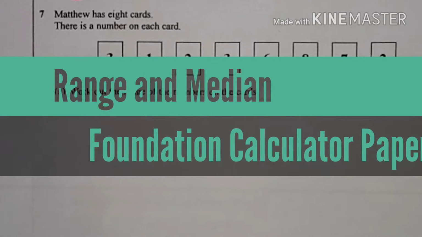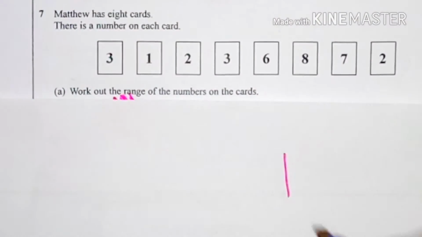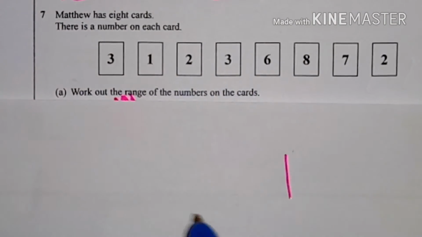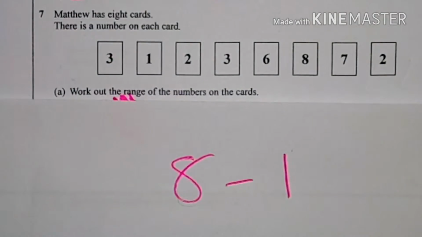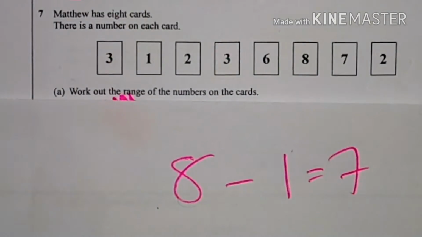Matthew has eight cards. There's a number on each card. First question, work out the range of numbers on the card. My lowest number is 1. My highest number is 8. And your range is your highest takeaway lowest. 8 minus 1 is 7. So my range is 7.